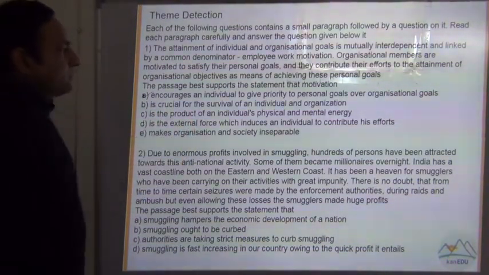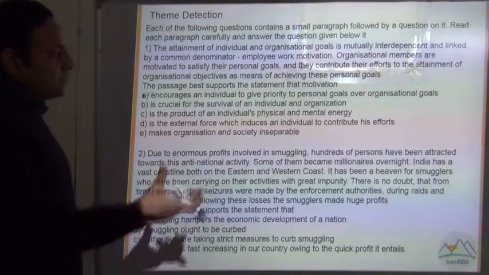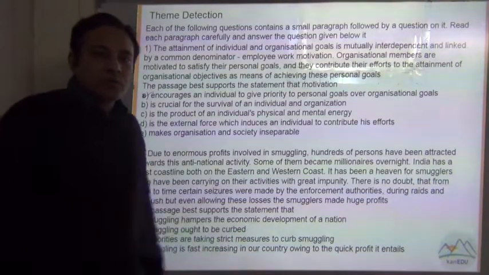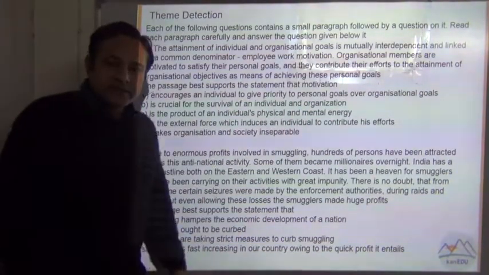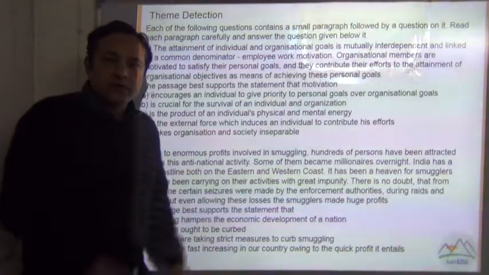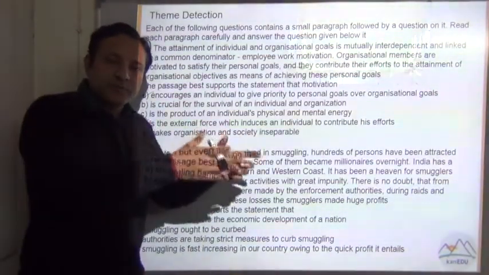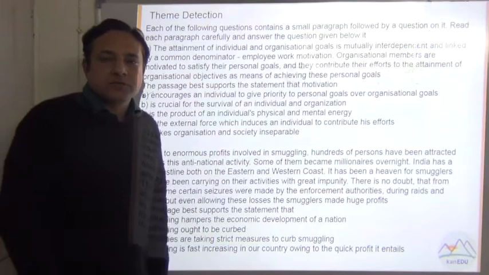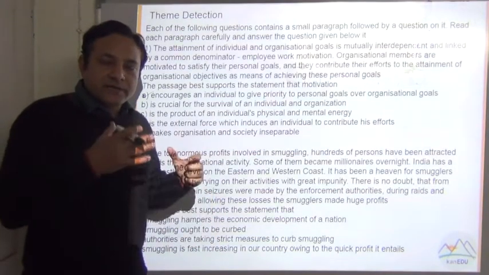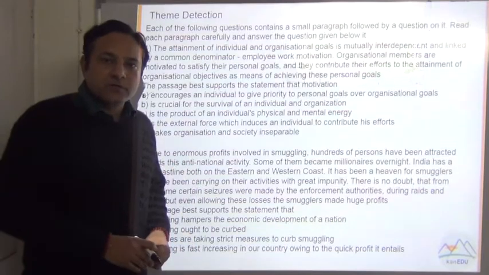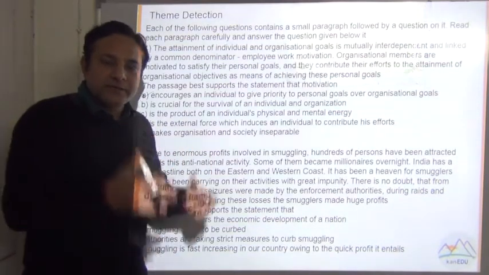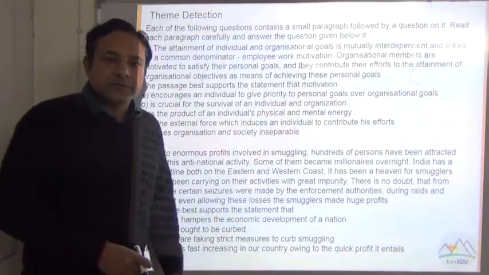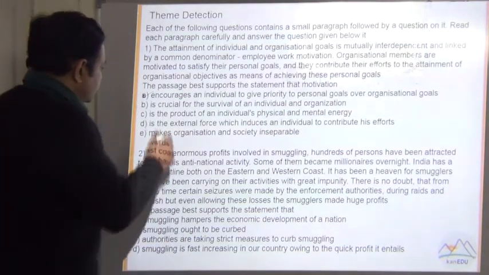B. Motivation is crucial for survival of individual and organization. No, even if some individuals are not motivated, the organization can still survive. There are some good people, and there are some people who are not doing enough. Because of those people, it doesn't mean that the company will die down or close. No, it doesn't happen. The company will try its best to replace those people who do not do well, and then it will survive. Similarly, an individual will survive even if the company closes. They will look for other options. They can join another company. So this doesn't look good.